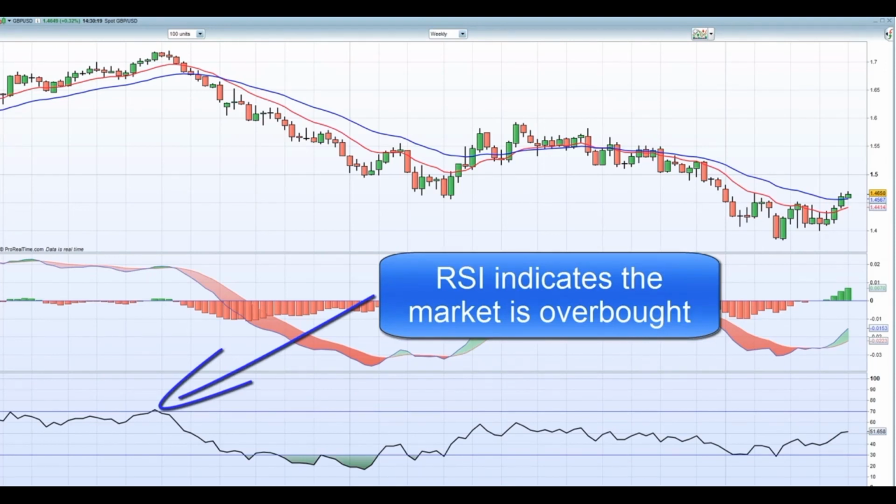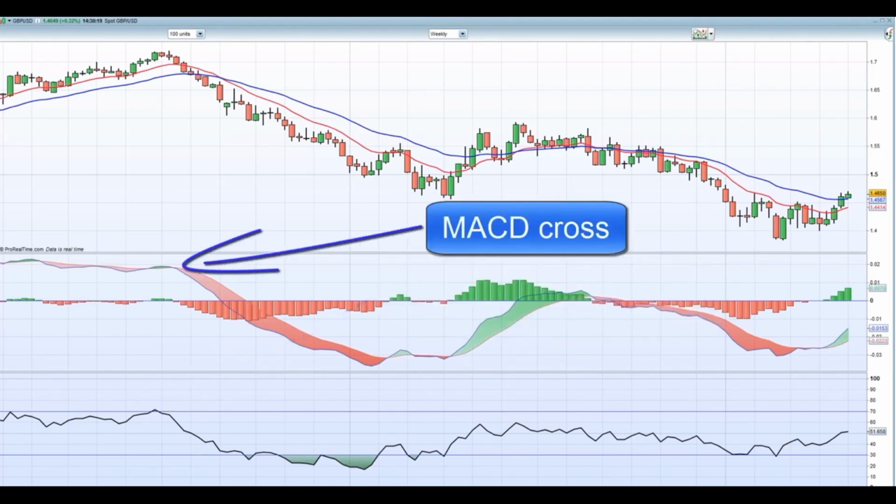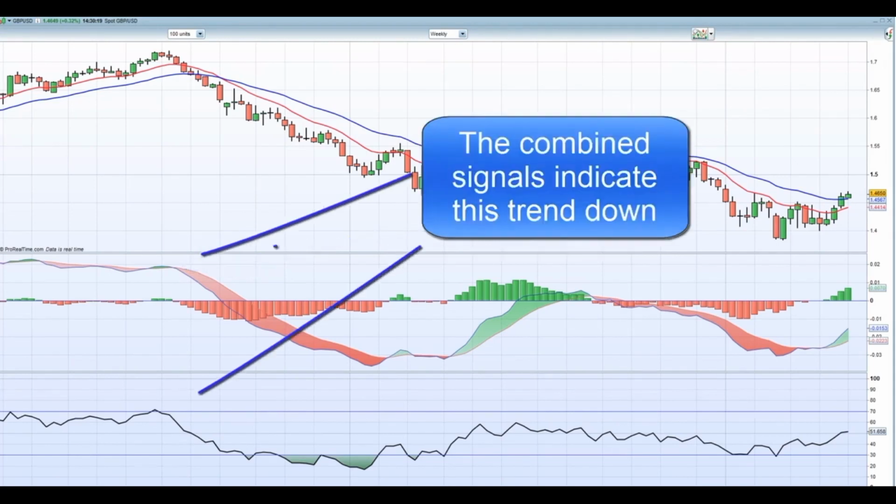However, we want to help us filter out false signals on the RSI, so we also look at the MACD to give us confluence. We can see it is indicating the momentum has come out of the market, as far as the market rallying or going up is concerned, and we have an MACD cross here. A signal to enter this short trade could be waiting for the RSI to come back out of overbought and also waiting for the MACD cross. We can see that those combined signals are an indication that captures this trend.